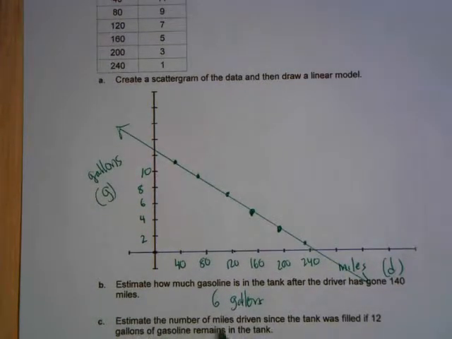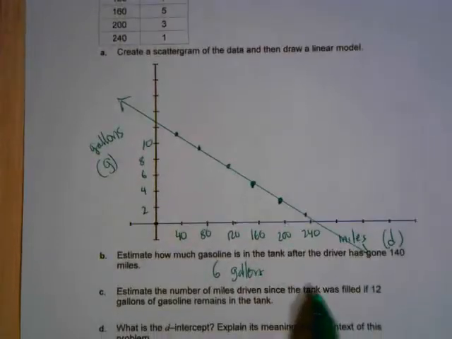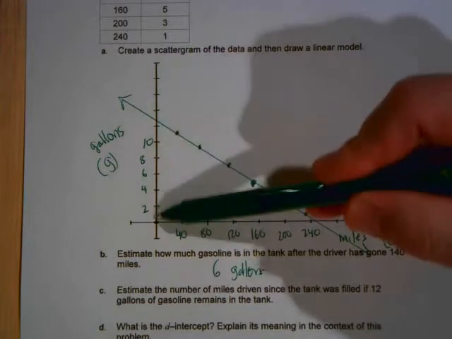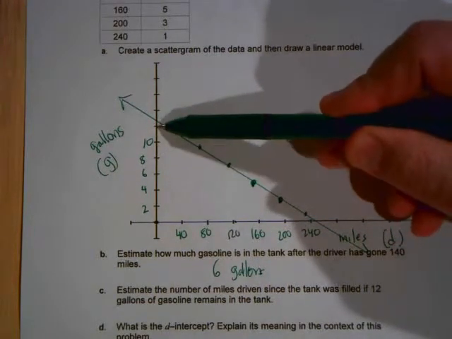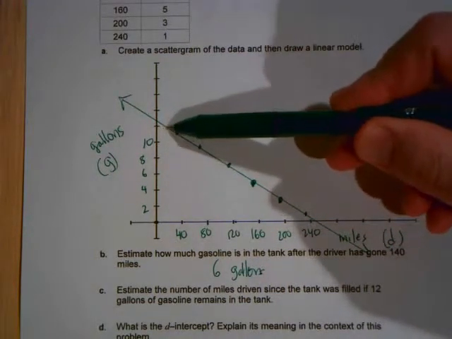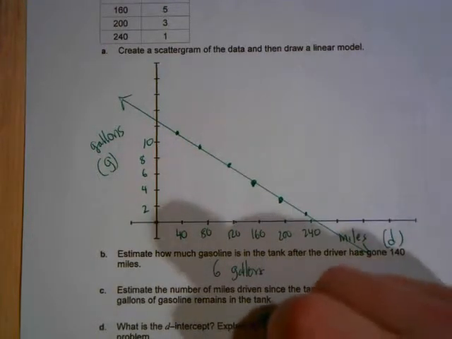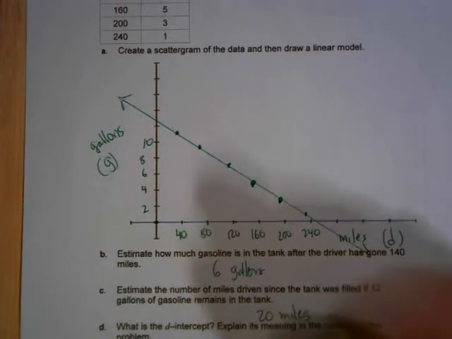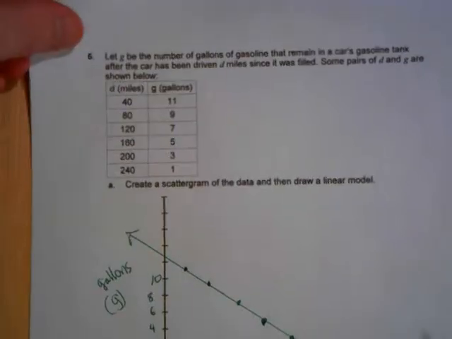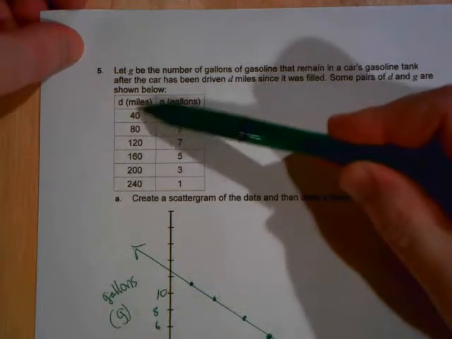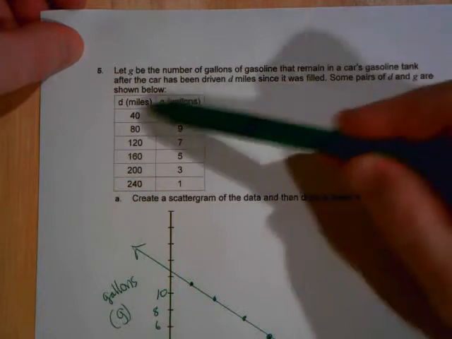Estimate the number of gallons driven since the tank was filled if 12 gallons remain in the tank. Okay, so now it's giving me gallons, 12 gallons. So I go up here, 10, 12 would be right there. Come across, I estimate, looks like maybe 20 miles. And again, I think that makes sense here. To have 12 gallons, we're going to be gone less than 40 miles. So 20 miles looks reasonable.